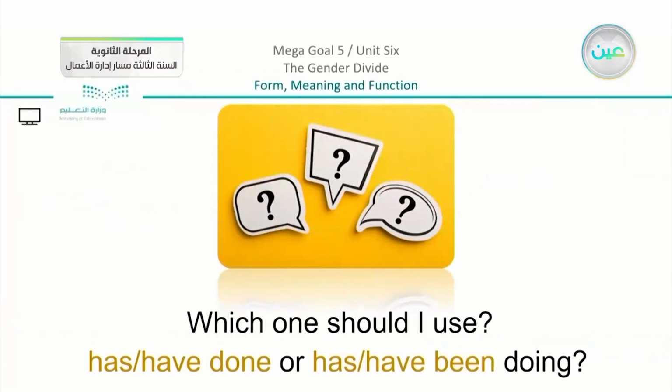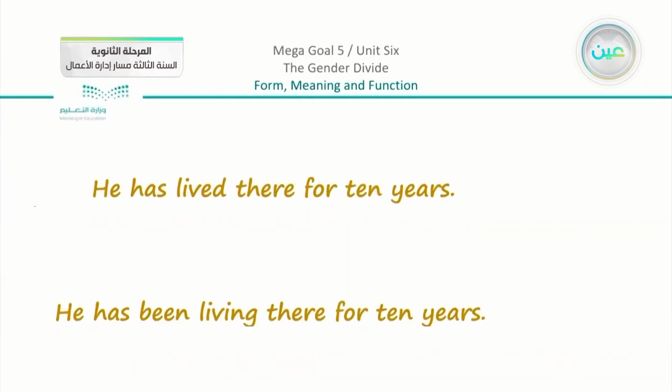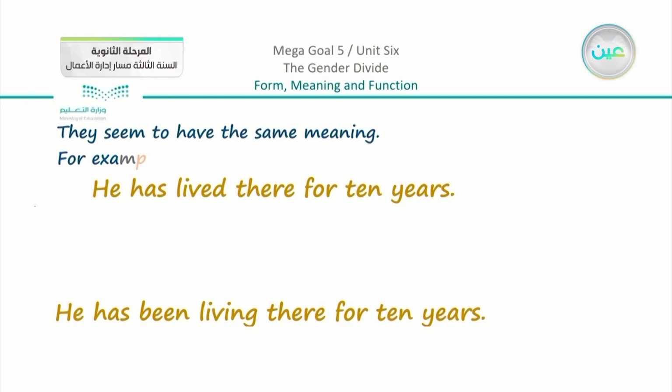Moving on, we can see we have this question. Which one should I use? Should I use has or have done, or has and have been doing? So we're going to see here. We have these two examples. Now they seem to have the same meaning. He has lived there for 10 years. And we can say that he has been living there for 10 years.